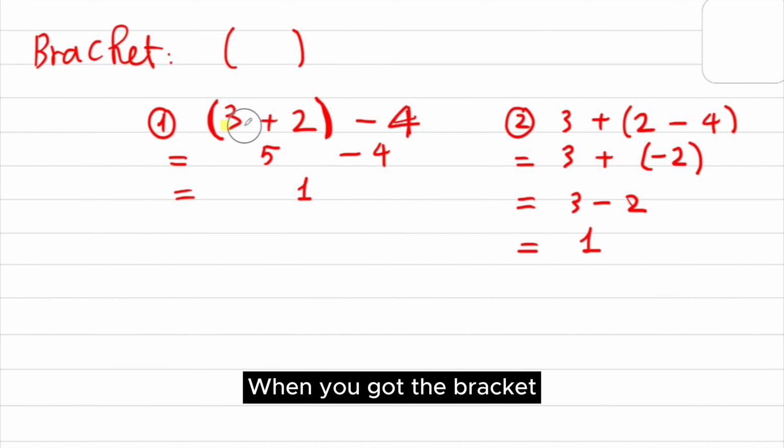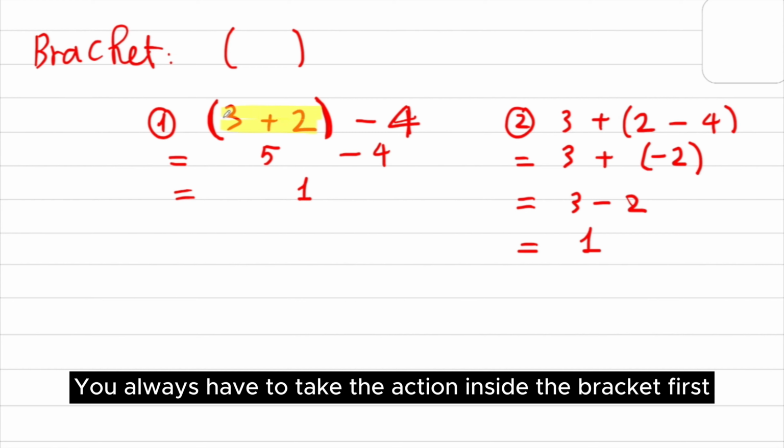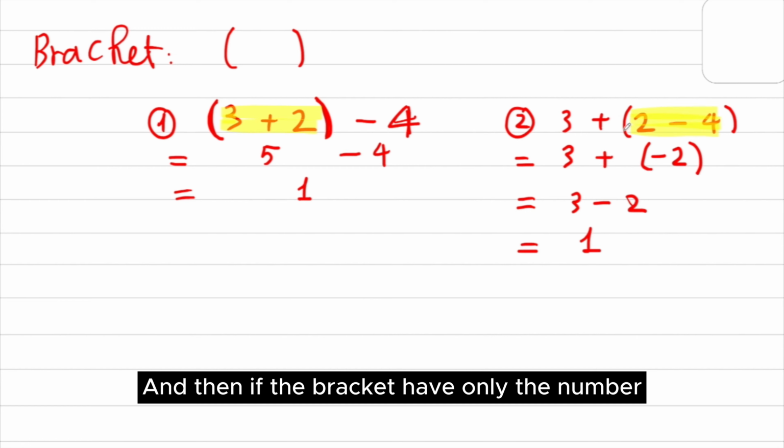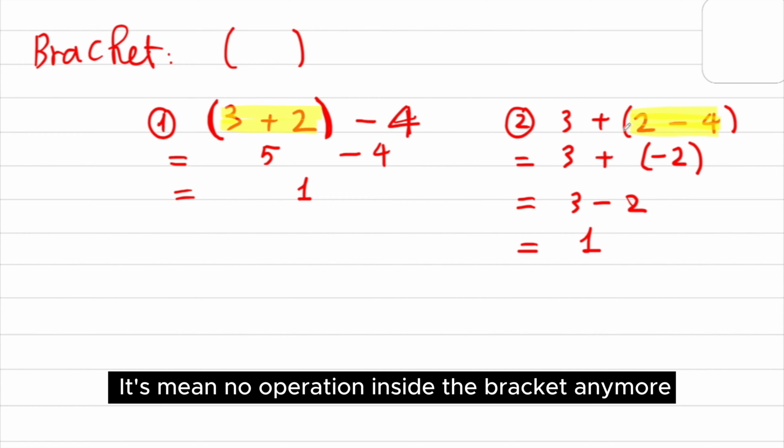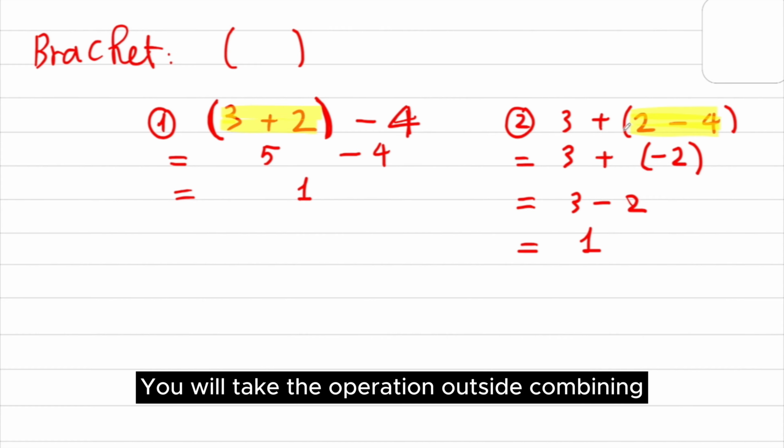So you should take care about this one. When you have a bracket, you always have to take the action inside the brackets first, and if the bracket has only a number, it means there is no operation inside the bracket anymore, so you take the operation outside, combining.